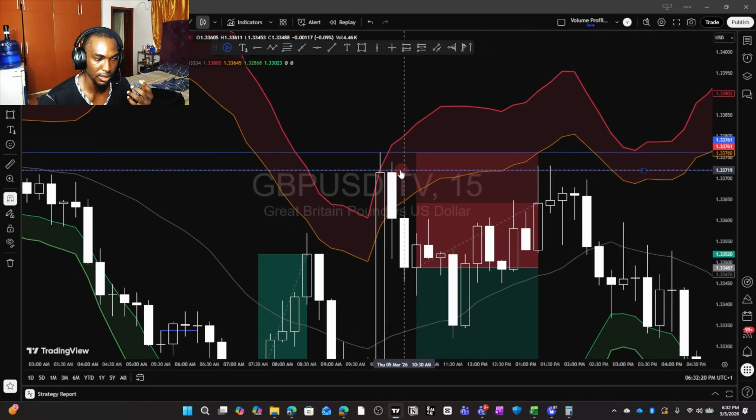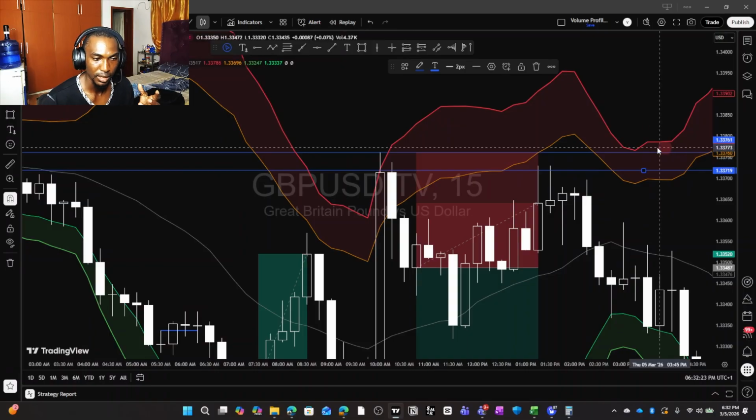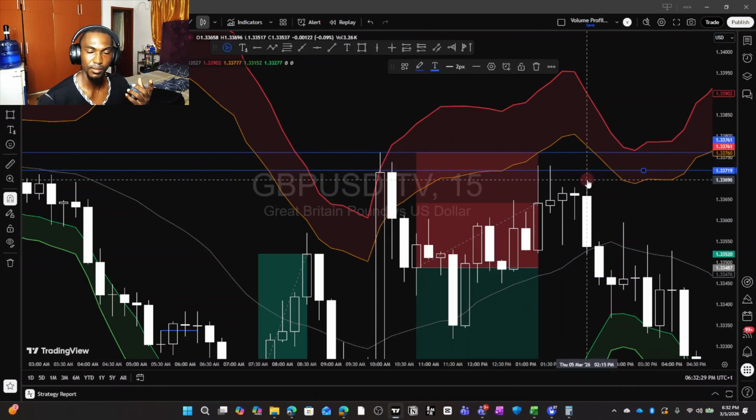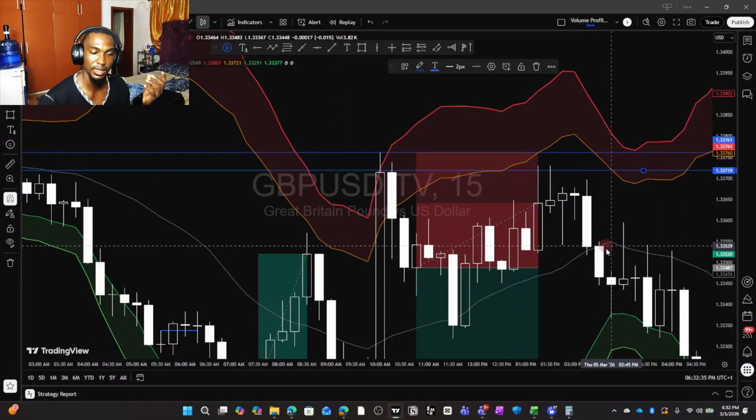You can see this is 1.33719. But my stop loss was right above this high. Not here. It was here. I will take it. It was spread, which I completely doubt. But let's just let that one slide.